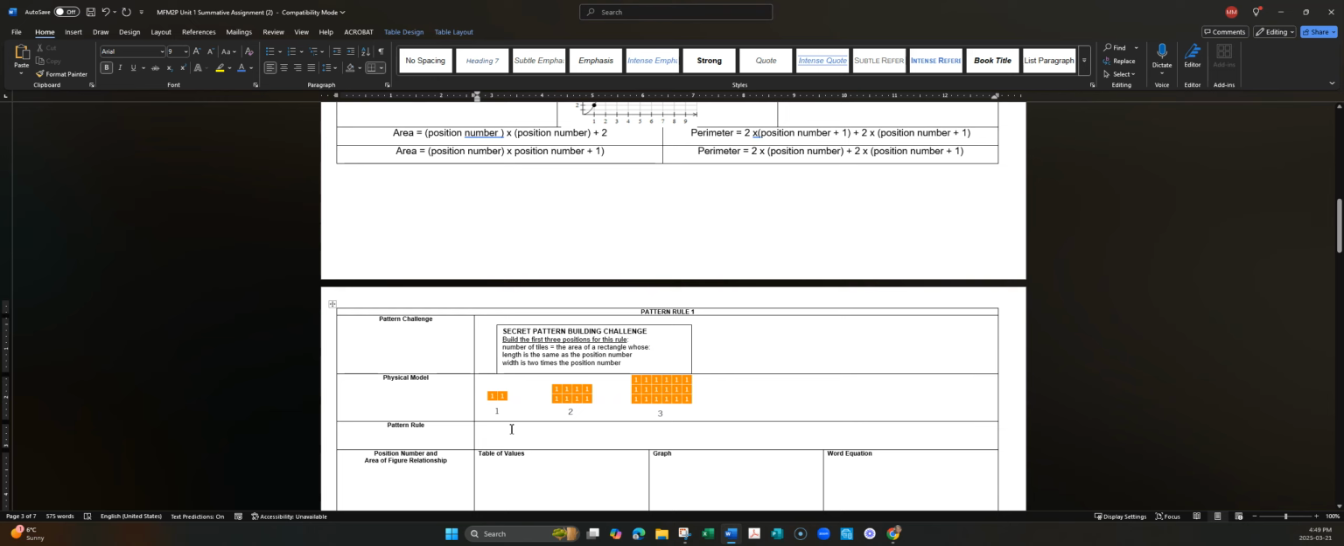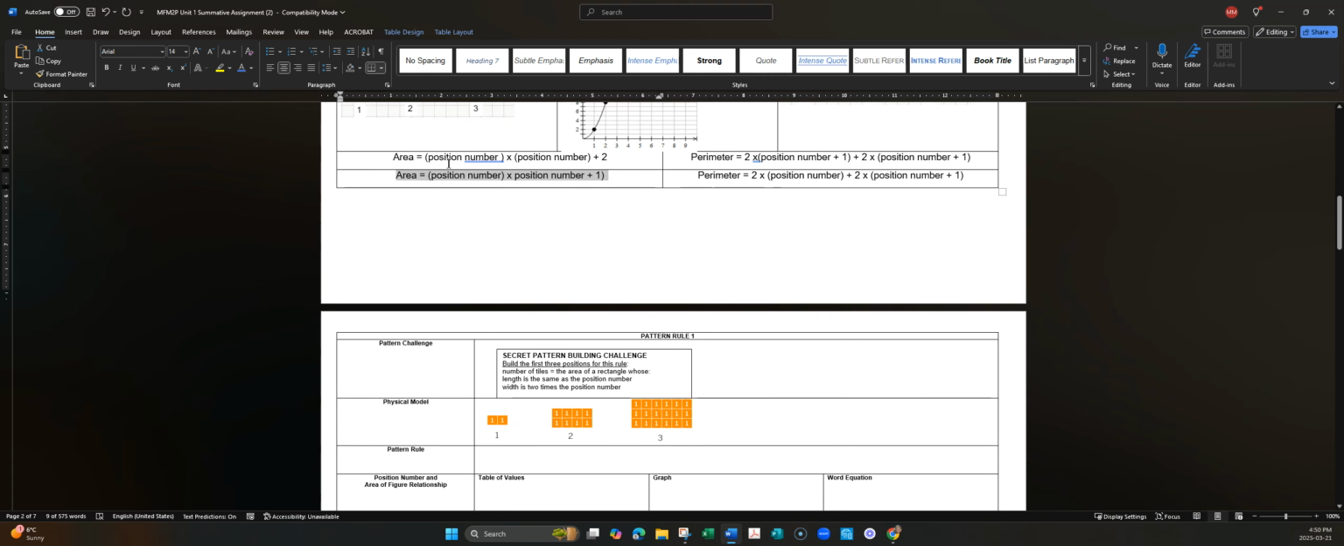Now it's asking me, what is my pattern rule? These are examples of the pattern rules. Again, this is like your math. How would you do the math? That's your pattern rule. Let's see if I have a pattern rule that basically says the length is the same as the position number, and the width is 2 times the position number. Position number times the position number plus 2? No, that's not right. 2 times, no. Okay, so they didn't give me one of these already, so that means I have to write it in.